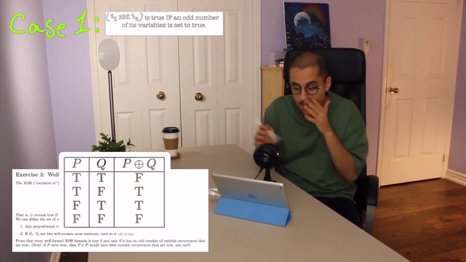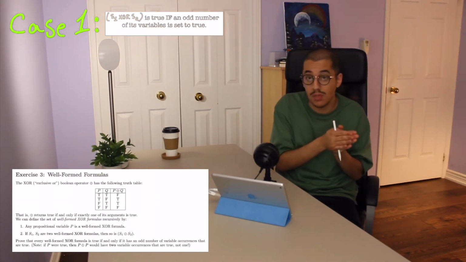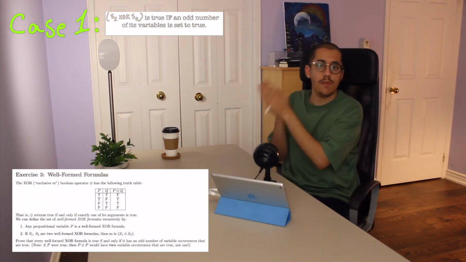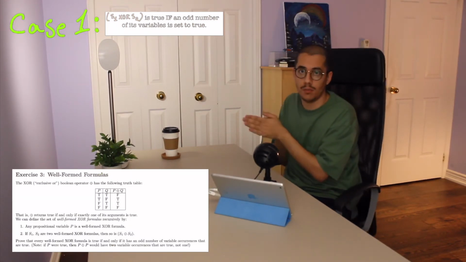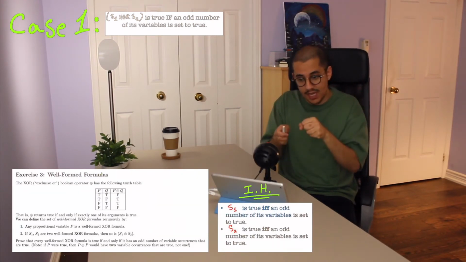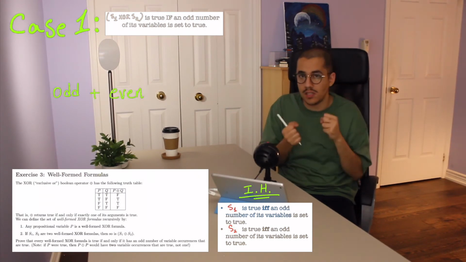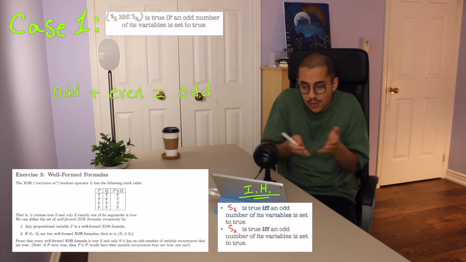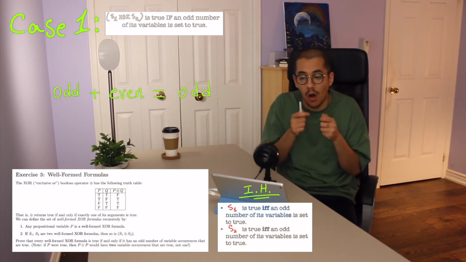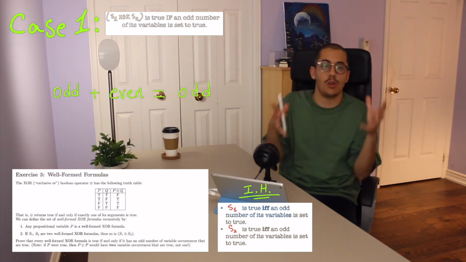Now, based on our inductive hypothesis, if one of them is true, that means it has an odd number of variables, and if one of them is false, that means the other one has an even number of variables. Okay, great. So there's an odd plus even. Odd plus even is what? It's still odd. So it stands true. S1 XOR S2 will have an odd number of its variables set to true.